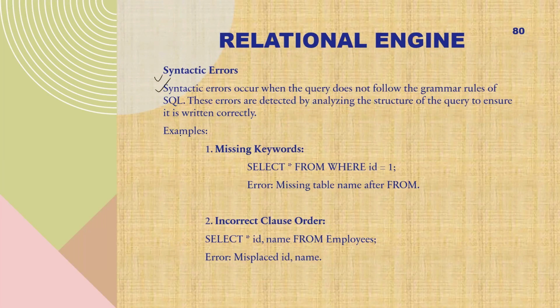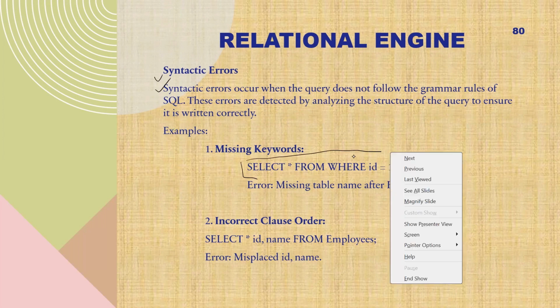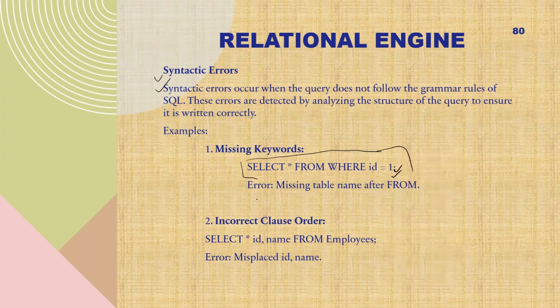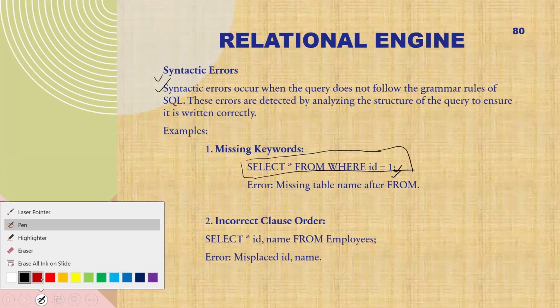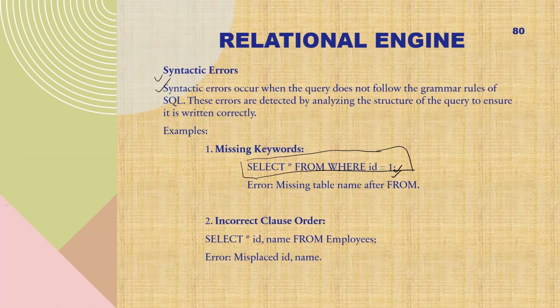So what does the syntactic check mean? Basically, the syntactic check is going to check for grammatical errors. For example, suppose I put here select a star from where ID is equal to 1. Can anyone tell me what is missing in this select command? The table name, yes, right. The table name is missing. After select a star from, we need to put the table name. So this is missing in this select command.